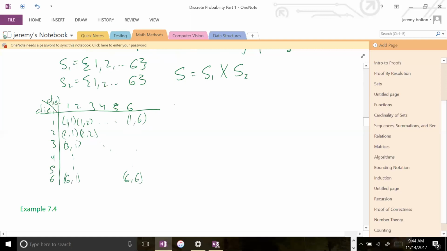All right, note, and again, we already identified this note, that the cardinality of S is equal to 36. We could see this by construction, how we were able to build S using the Cartesian product. We can also see it intuitively by simply exhaustively filling out this table.